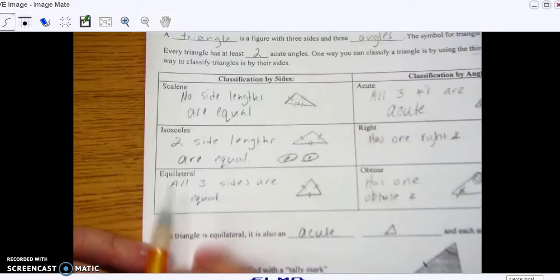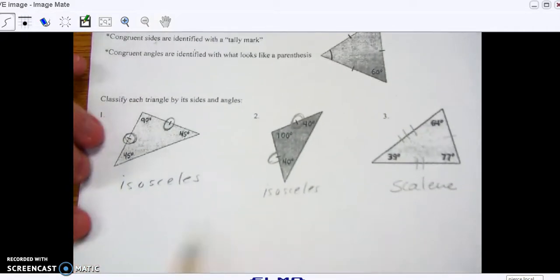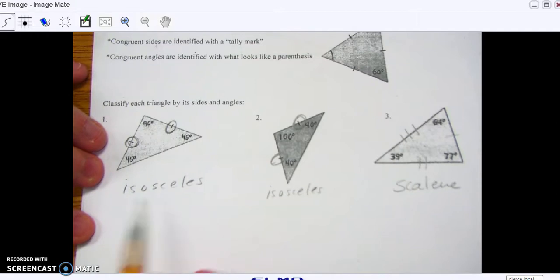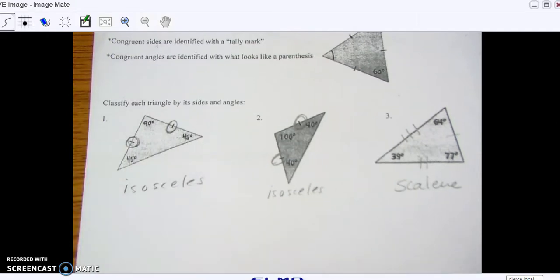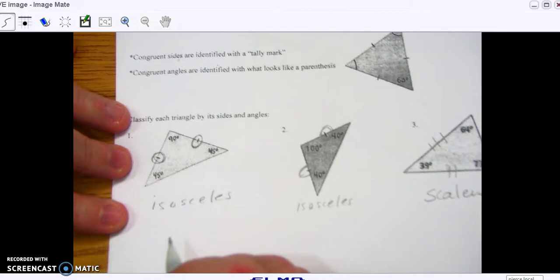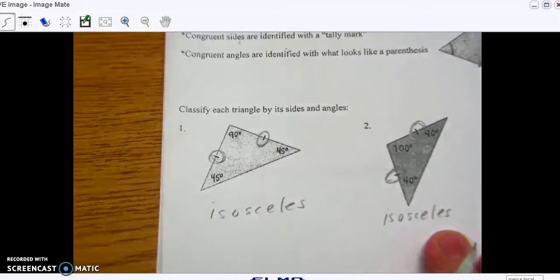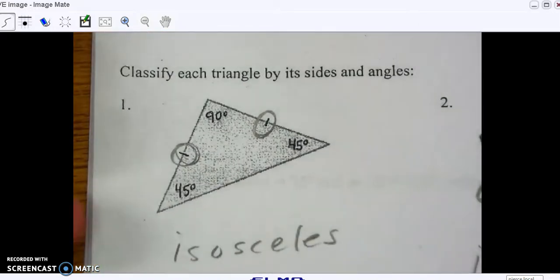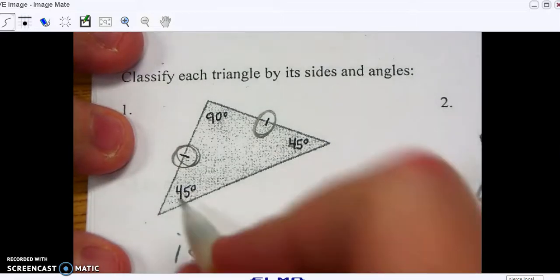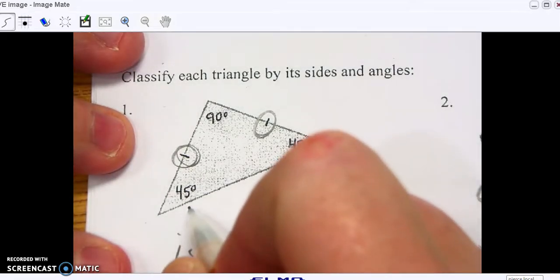If they have no equal sides, it's scalene. All right, now, to classify it by its angles, we have to look at their angle measures. Remember, I told you, if you can find your two acute, cross those out, and the remaining one is your angle classification.